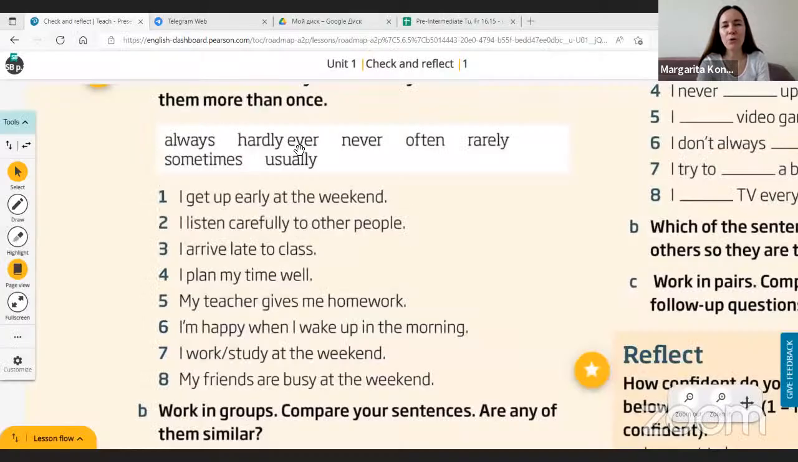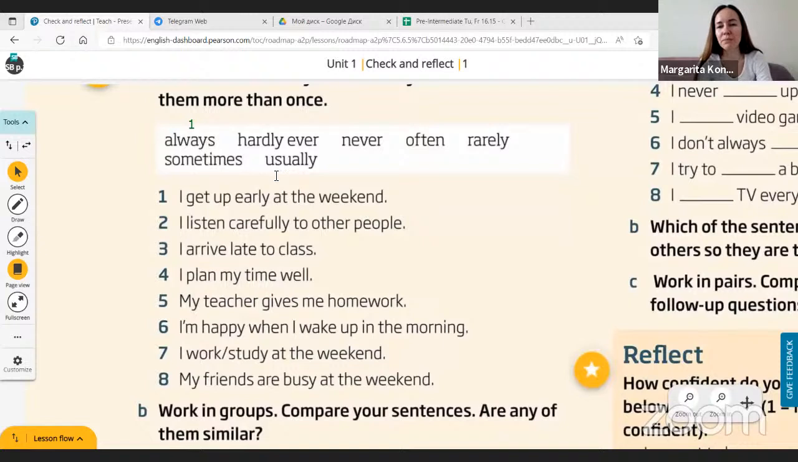Okay, let's look at them. Have a look. Always. Hardly ever. Never. Often, rarely, sometimes, usually. So, ladies, which one is number 1? Which is absolutely 100%? Always. Always is number 1. What comes after always? A little lower. Maybe usually. I think so. Ladies, do you agree?